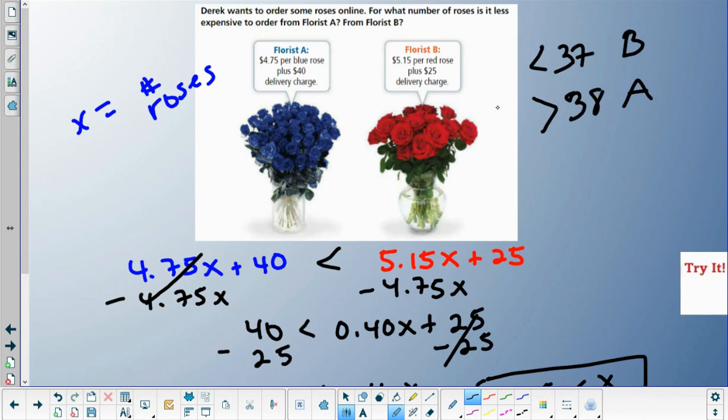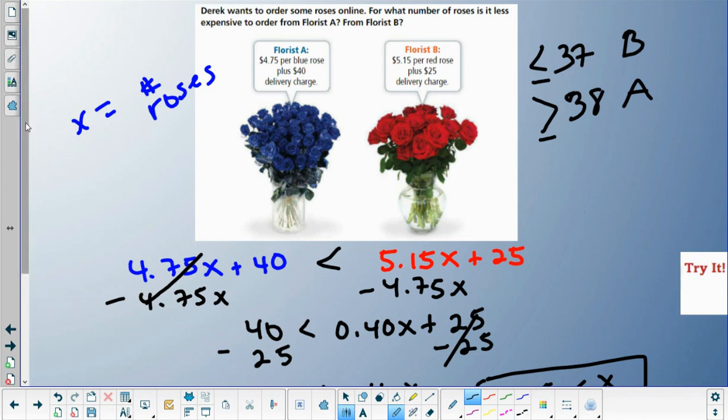Okay, and actually it could be equal to those two. All right, so if he's buying 37 or less, he's buying roses that are not that many, he should go with B. More, he should go with A. Okay, so really make sure you go back and think about it in the context of the problem.